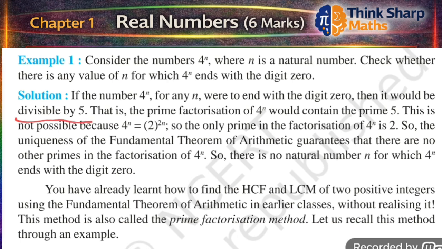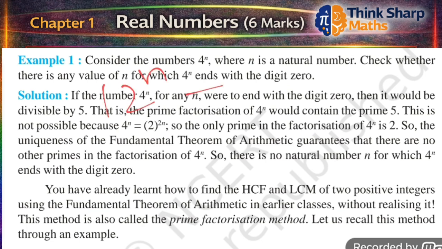If this has to end with 0, then its prime factorization should have 5, and not only 5, it should have 2 also. Because it is 4, it already has 2 but not 5. That's why we can say it will not end with 0. For example, 12 power n will never end with 0.